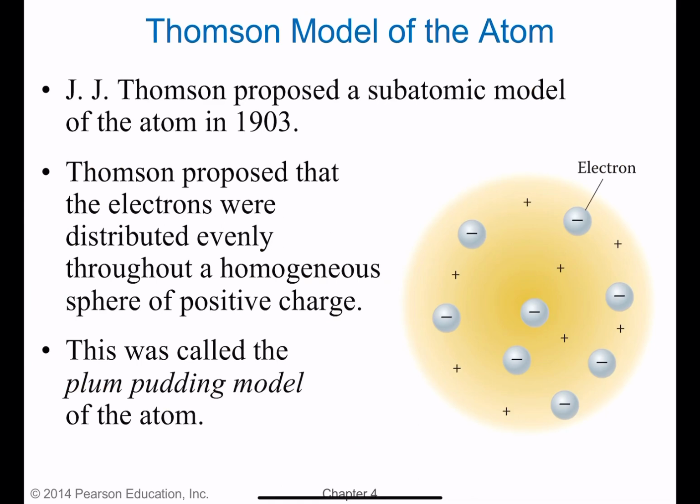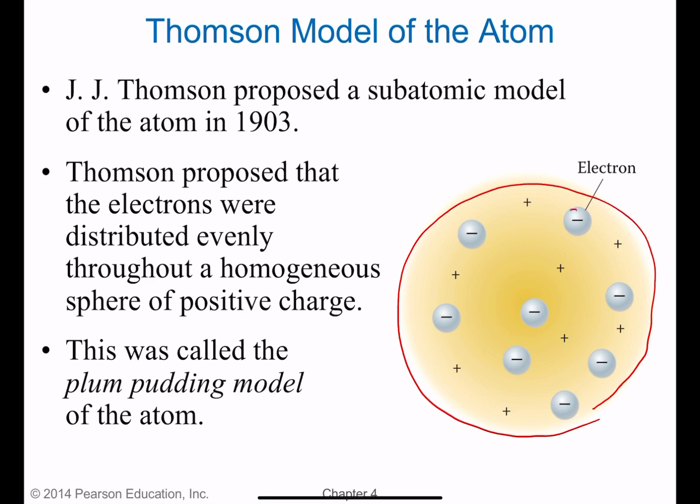Next was J.J. Thomson's model. So knowing that we had positive and negative particles, he theorized that we had what's called the plum pudding or raisin pudding model, where you've got a pudding of positive charge and then the electrons as negative particles within that soup or within that pudding. And this was his idea. He proposed that basically the electrons were evenly distributed throughout a homogeneous sphere.